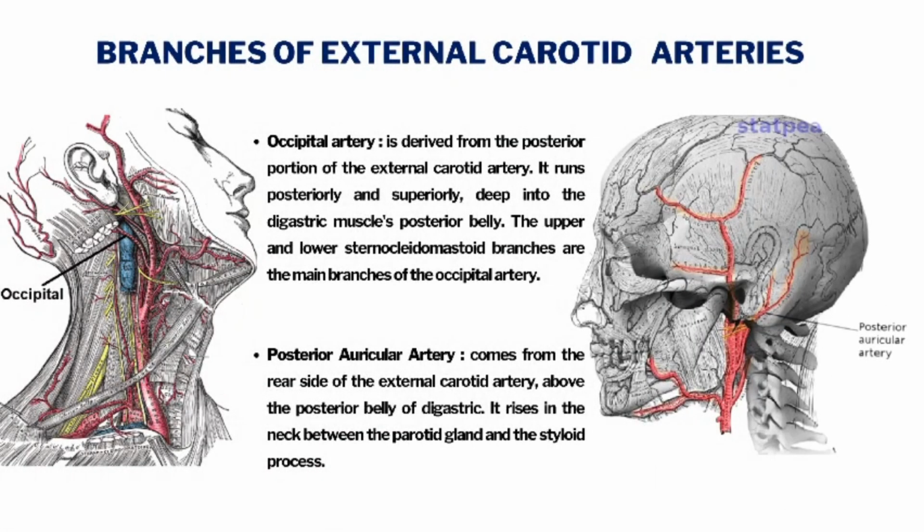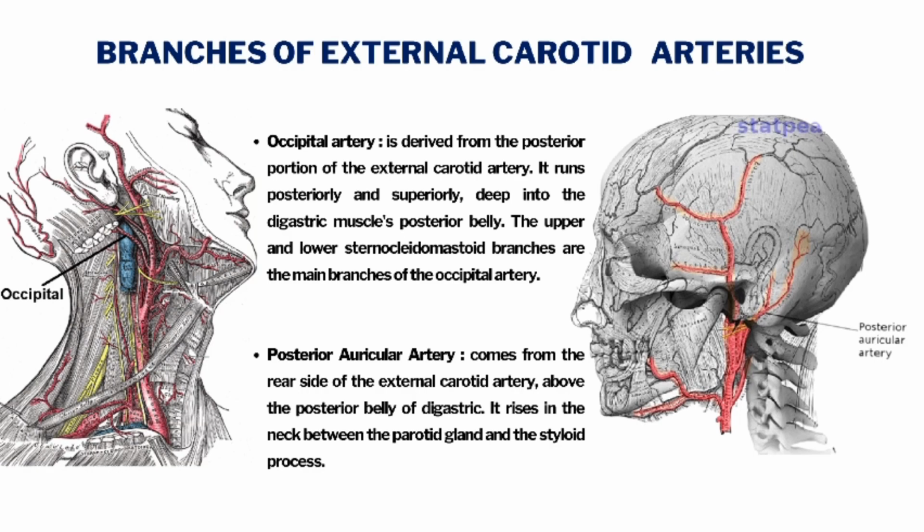The next branches of the external carotid artery are the occipital artery, posterior auricular artery, and the maxillary artery. So the occipital artery is derived from the posterior portion of the external carotid artery, located in the posterior portion of the neck and the occipital region of the head. It runs posteriorly and superiorly deep to the posterior belly of the digastric muscle.